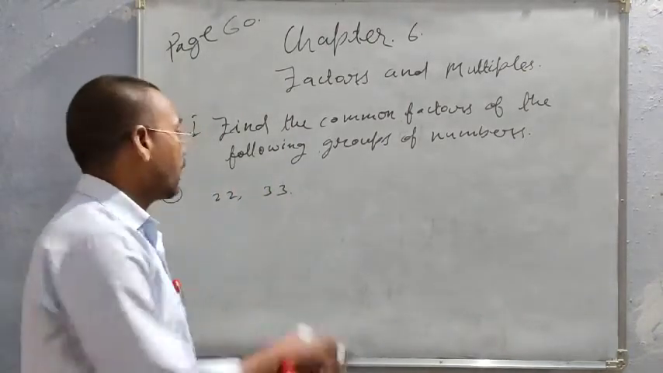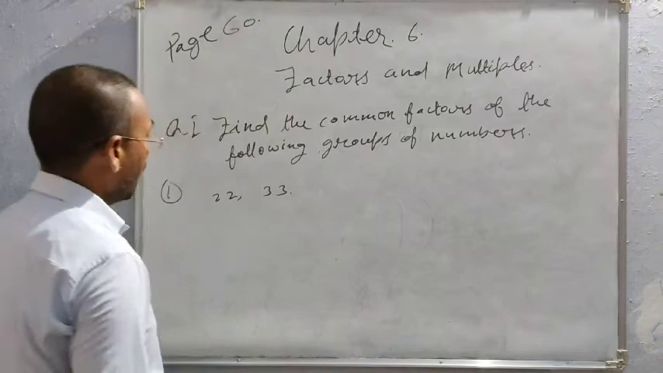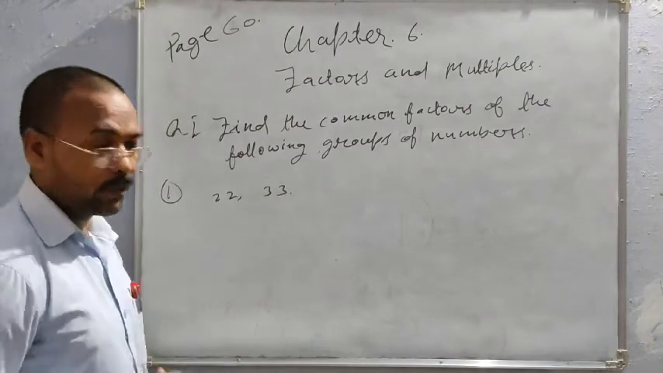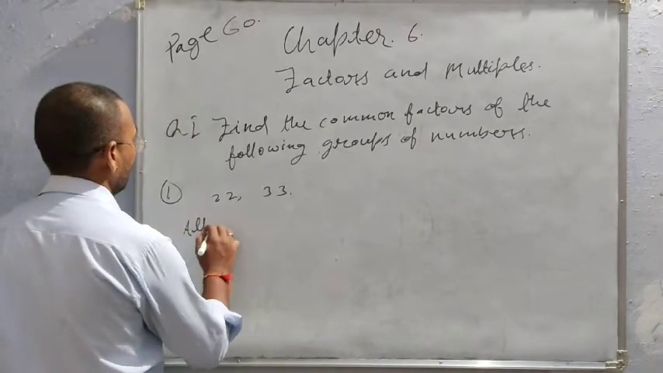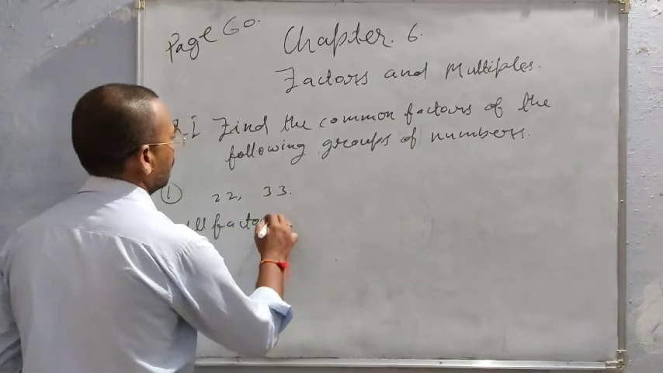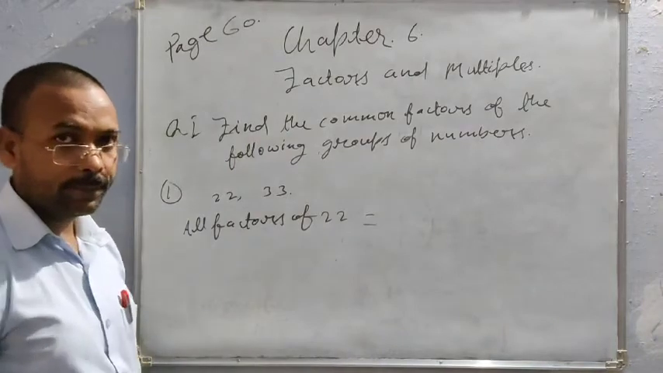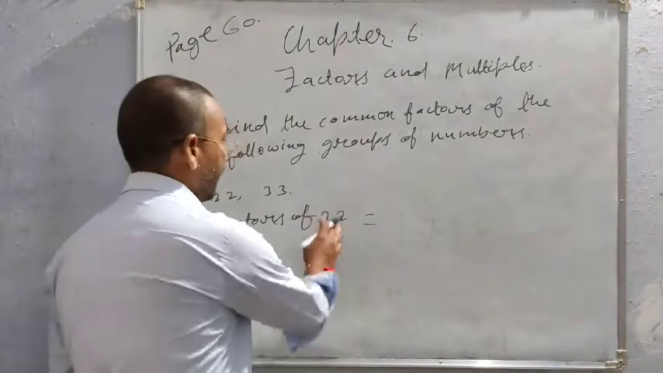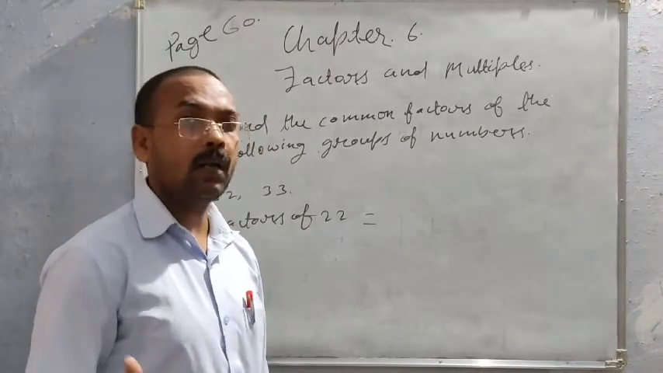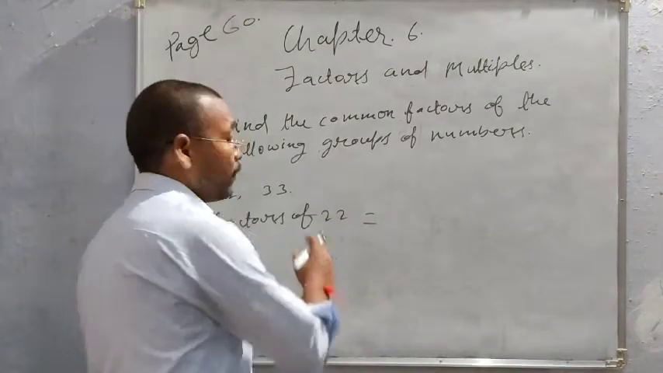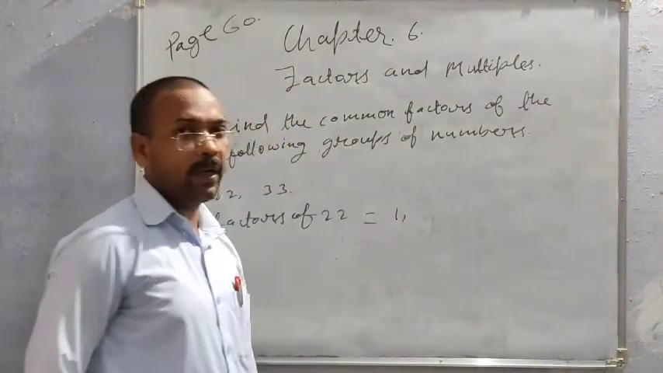That is, the factors which are factors of 22 and 33 both. So let's start to write all factors of 22. You know the test of divisibility. Which number can divide 22? Or 22 divided by which number? So you know that 1 is a factor of all numbers, because if 22 is divided by 1, there will be no remainder. So 1 is a factor of 22, and 22 divided by 2.